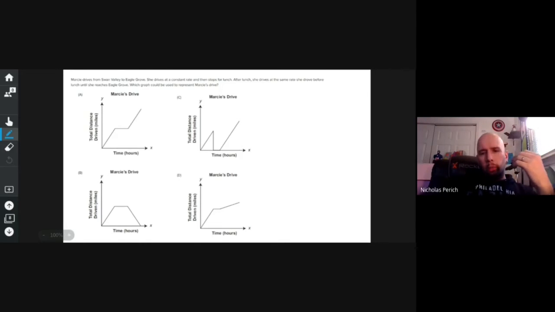So the most common answers were A and D. A and D are very similar. A: she drives at a constant speed, stops for lunch, and drives at the same constant speed. D: she drives at a constant speed, stops for lunch, and then drives slower than she did before. So although A and D are very, very similar, A ultimately is going to be the answer.